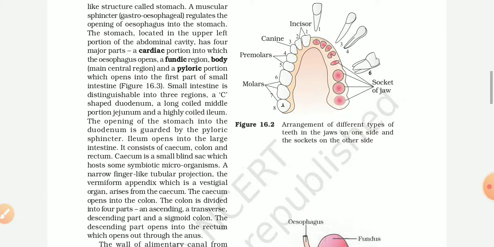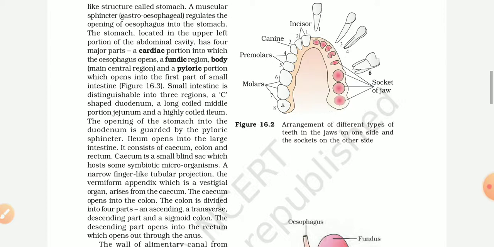The large intestine consists of the cecum, colon, and rectum. Again, this large intestine is divided into three portions: cecum, colon, and rectum. The cecum is a small blind sac which hosts some symbiotic microorganisms.